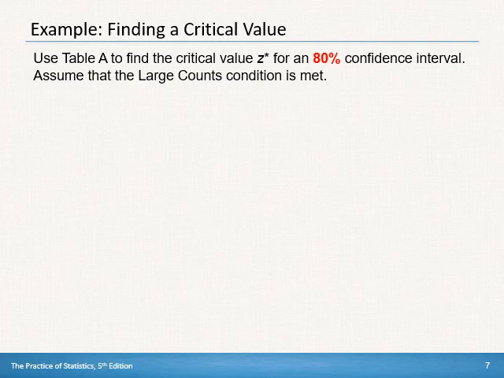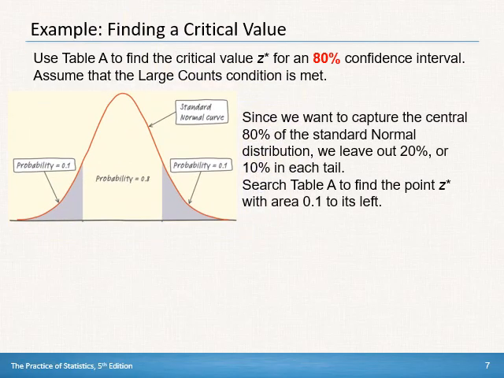All right, so let's think about using our table A to find the critical z-score value. z star is the symbol that we use for our critical value. So z star is very specific, and it depends on our confidence level. Again, we're assuming the large count condition has been met so that our sampling distribution of p hat will be normal. And so then we want an 80% confidence interval.